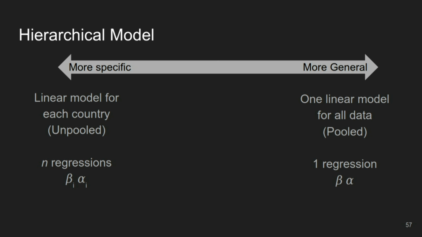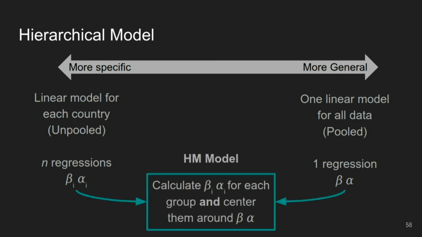The other extreme of the approach is one linear model for all the data. That's basically what we did earlier in the example, one single regression for all the data. But we want kind of a Goldilocks approach. We want information from both the general case and the specific case. So what we do is calculate a beta_i and alpha_i for each country and center them around a general beta and alpha. Notice this is great because we have information from both the group and specific countries. So you have a general model and fine-tune it to each specific group.